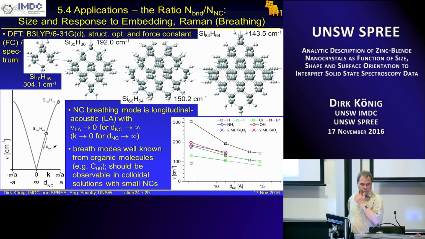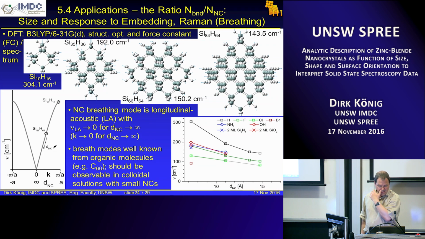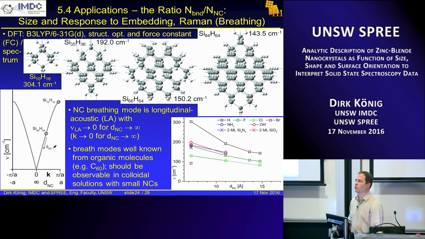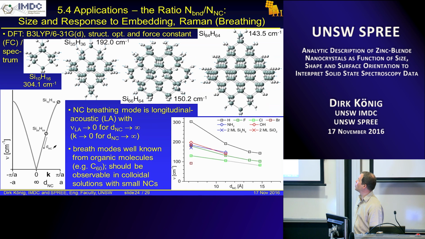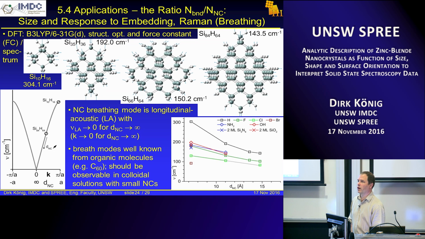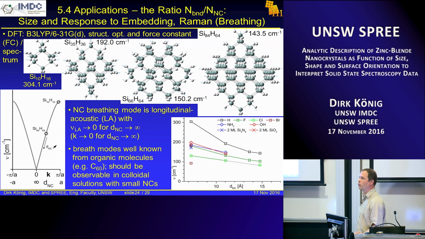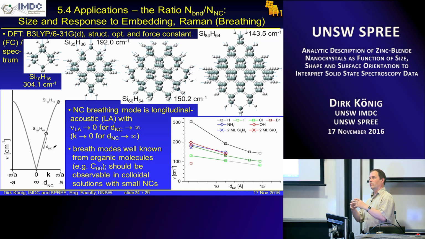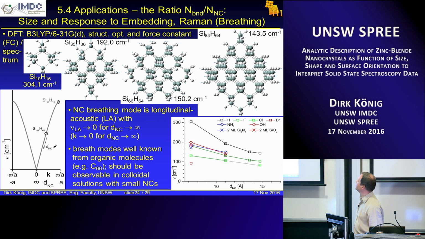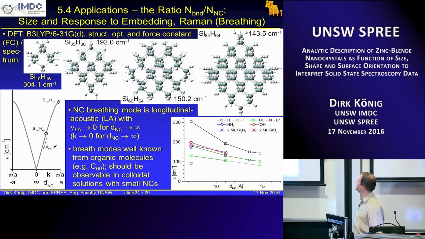Another point for the ratio of nanocrystal bonds per nanocrystal atom is Raman spectroscopy. And I'd like to talk about so-called breathing modes first. They are very common or often observed in organic molecules like fullerenes, like the C60 molecule vibrating. And it's a longitudinal acoustical mode. If you look here, you can see all the atoms moving in unison out and back in.